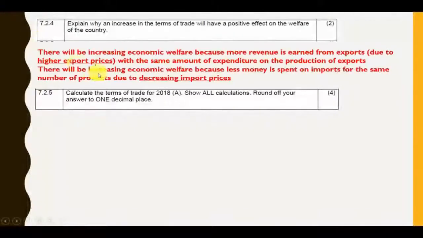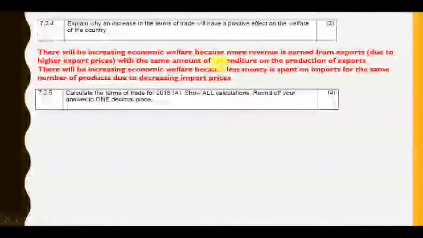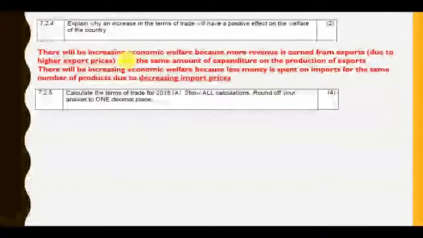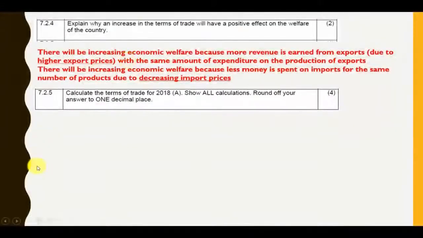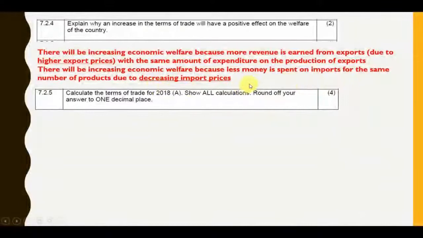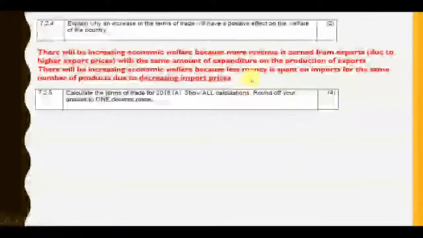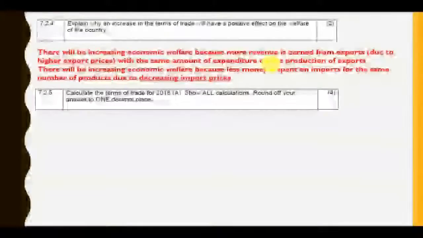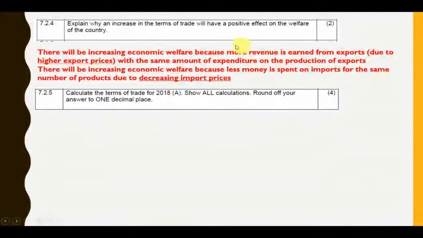So, there will be increasing economic welfare because more revenue is earned from exports, because we've got higher export prices. And there will be increasing economic welfare because less money is spent on imports, because import prices have gone down. So you are spending less money on imports but receiving more money for your exports. So the welfare of your citizens will definitely improve.